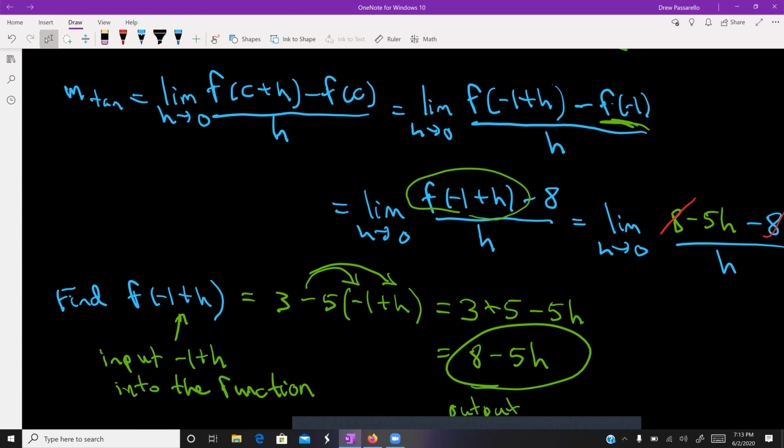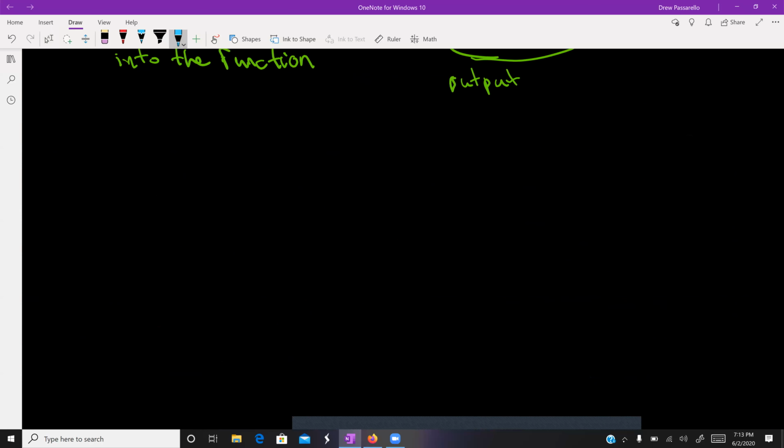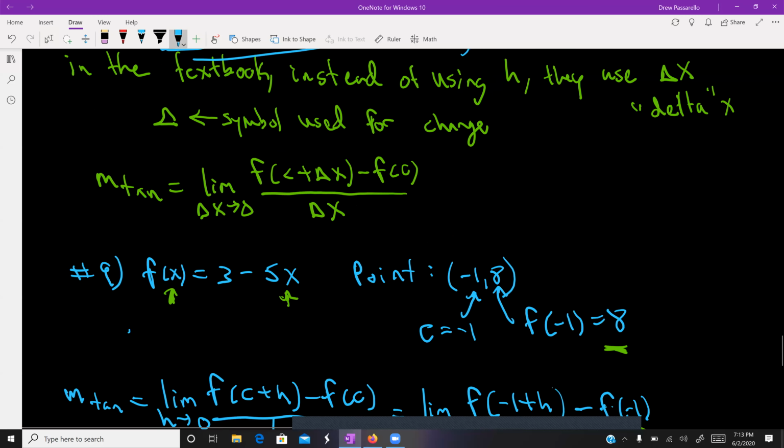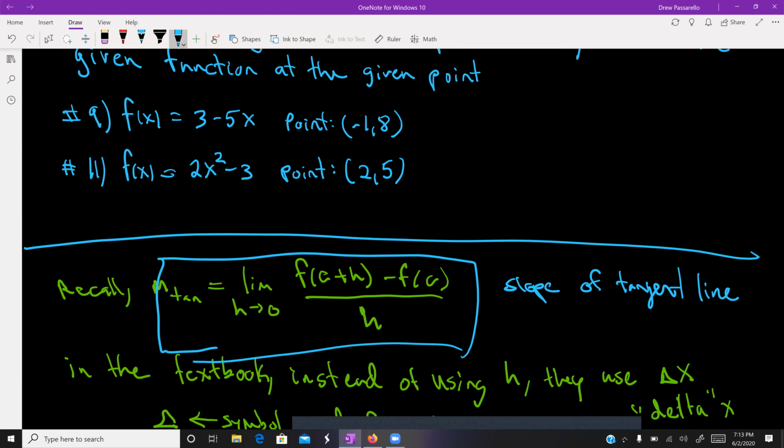All right, so that's how you do these kinds of problems. The next one has the same idea, it's just a different function, 2x squared minus 3, at a different point.